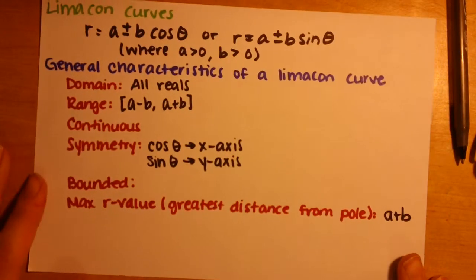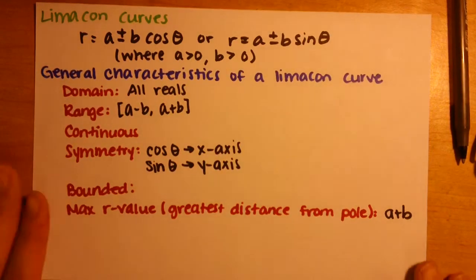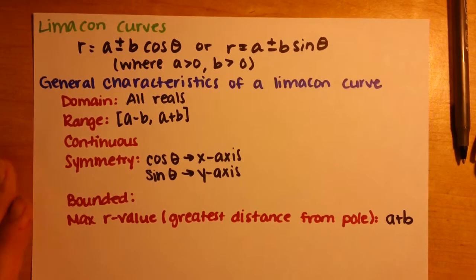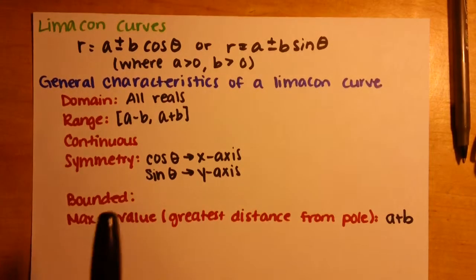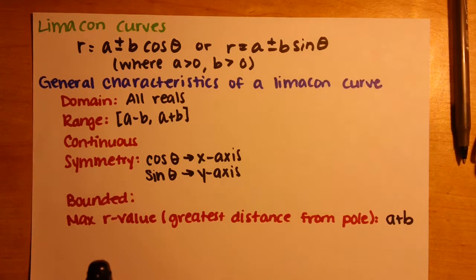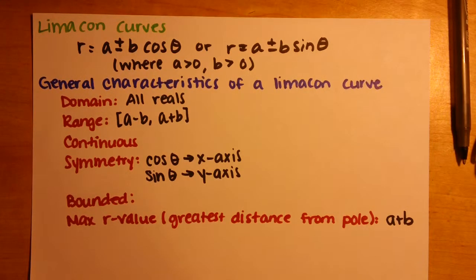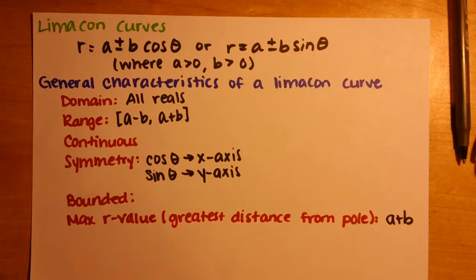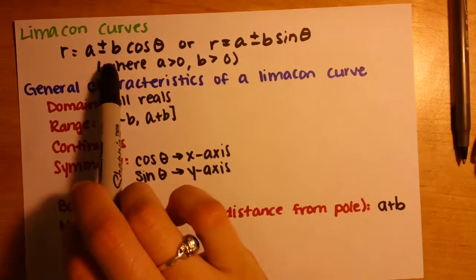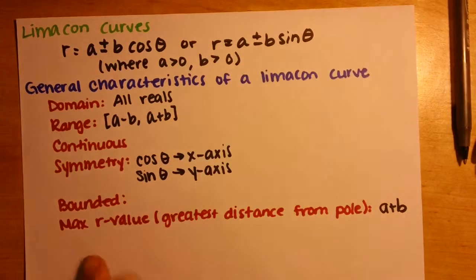Now we're going to look at some limacon curves. For limacon curves, you have the equation r equals a plus or minus b cosine theta, or r equals a plus or minus b sine theta, where a is greater than 0 and b is greater than 0. Some general characteristics are the domain is all reals again. The range is going to be a minus b to a plus b.